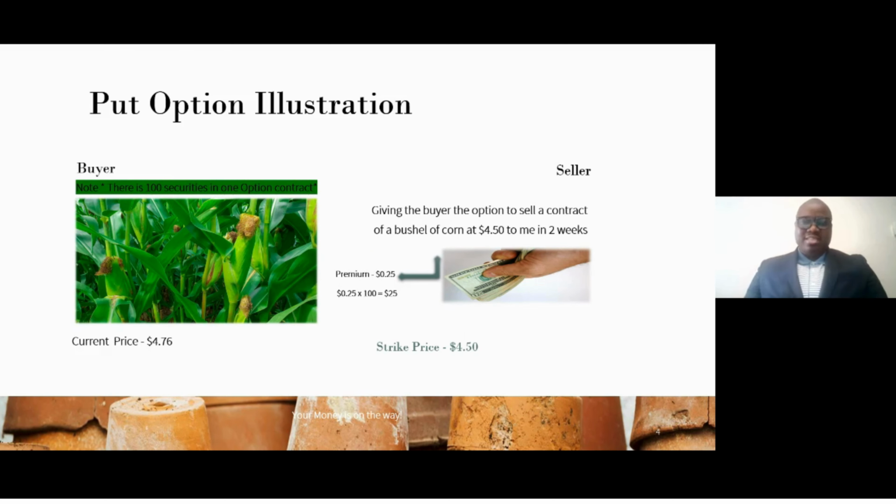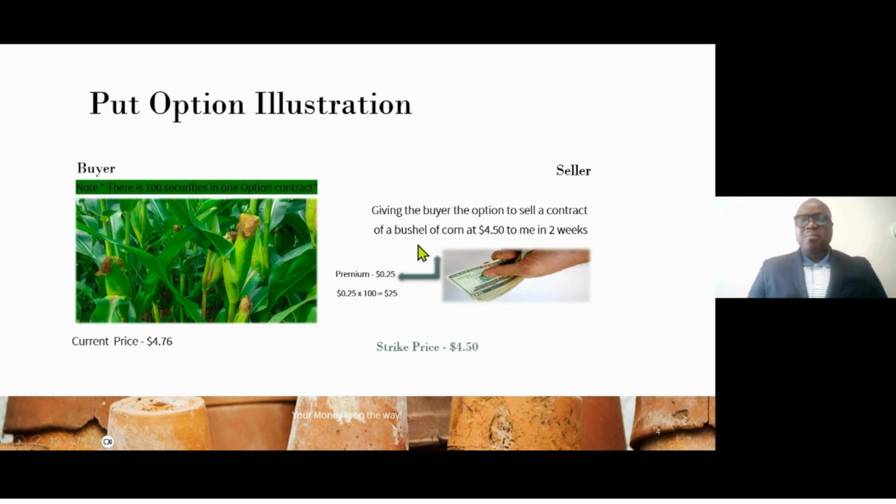So I am going to use this scenario on my screen to illustrate how put option trading goes down. Let's pretend that I am the seller on this right corner, and we have the buyer on the left corner here. So I am giving the buyer the option to sell a contract of a bushel of corn at $4.50, which is the strike price, to me in 2 weeks, which is the expiration date, at a premium of 25 cents, because this contract is not for free.